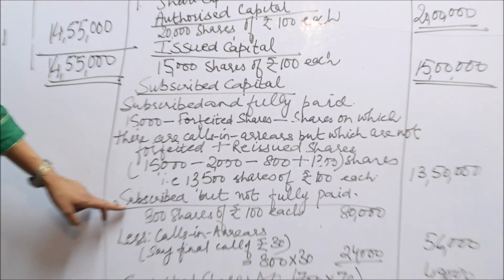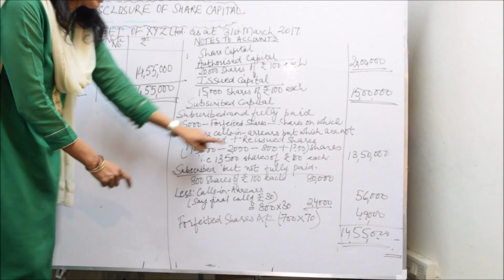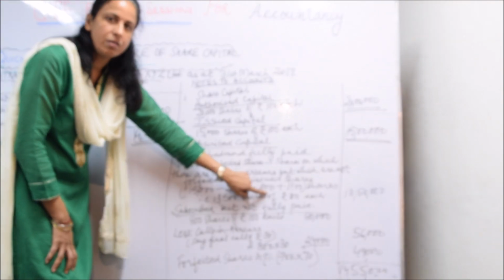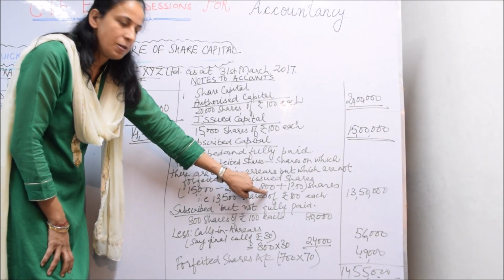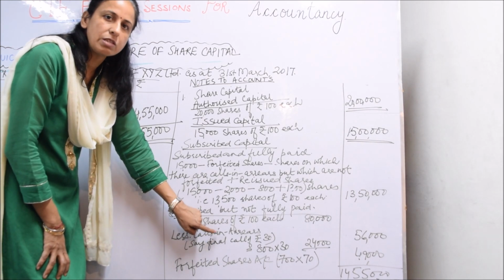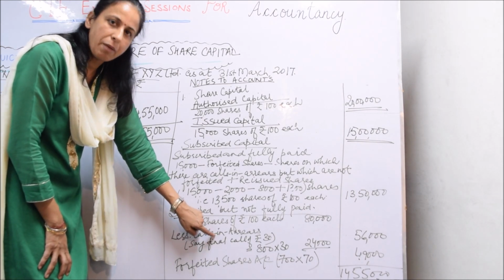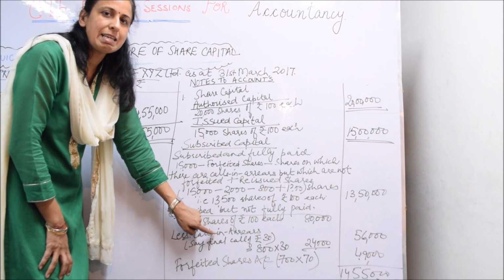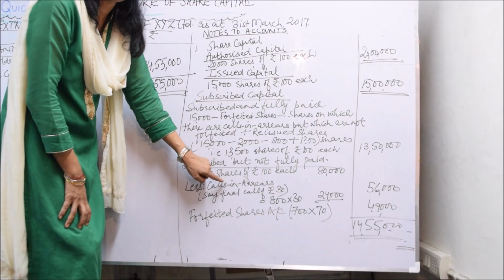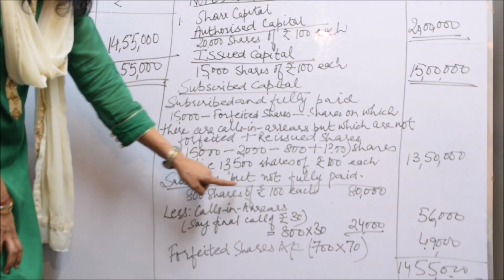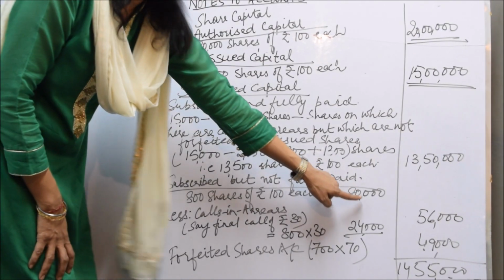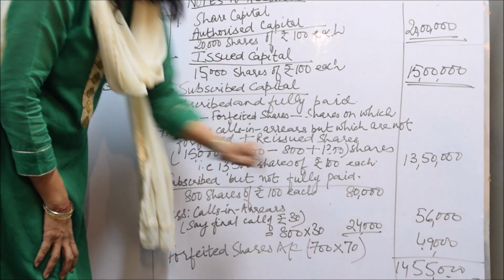Now we come to subscribed but not fully paid. Now these 800 shares which are deducted here, why did I deduct them here? Because I have to show it here separately, because on these shares amount is not received, but they are not forfeited. So calls in arrears account remains open on these shares. So 800 shares of rupees 100 each. So this is the amount which has been called up on these 800 shares.